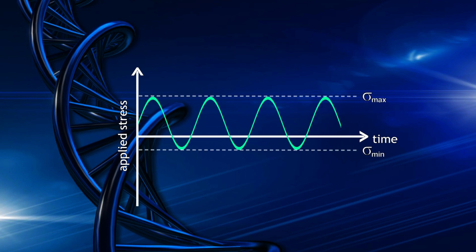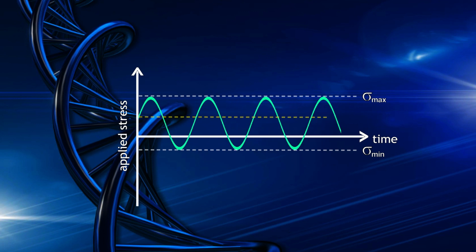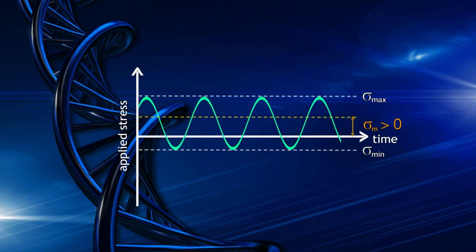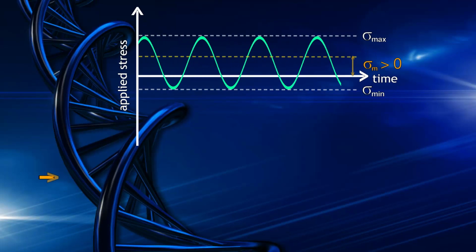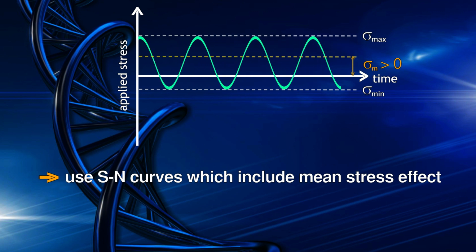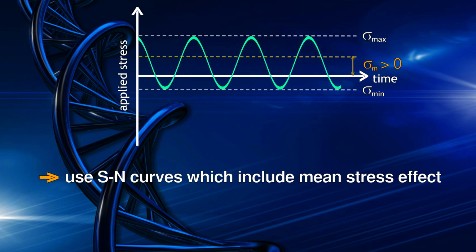In some cases, we might have a mean stress which is not equal to 0 as shown here. This mean stress will have an effect on fatigue life. A tensile mean stress means shorter fatigue life. One way to account for a tensile mean stress is to use SN curves for specific values of mean stress.